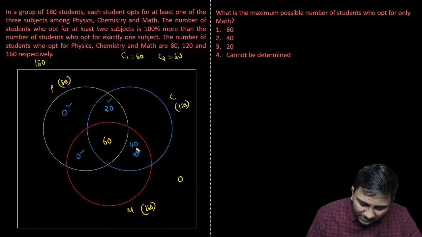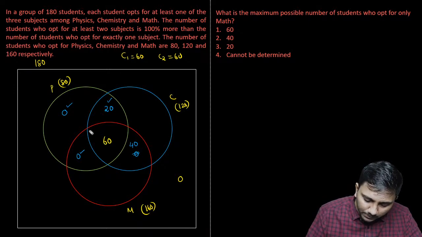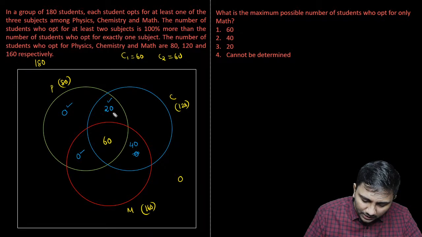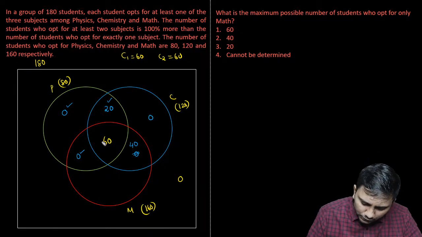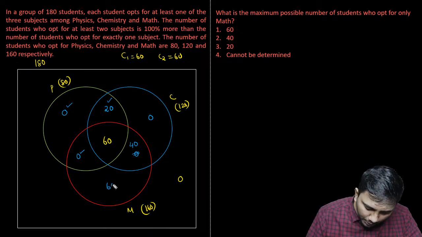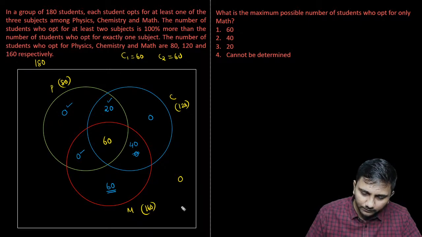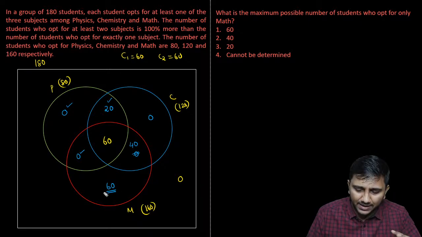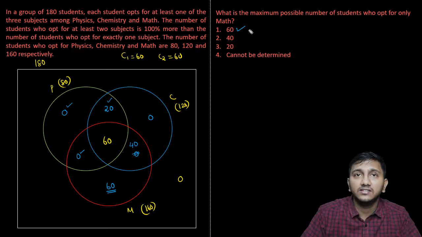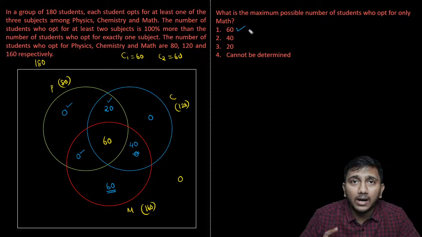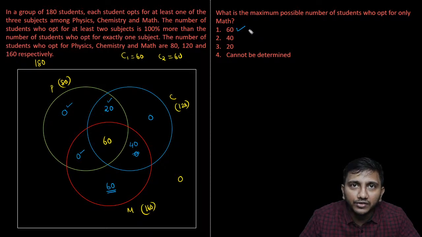So 60 plus 40. Now if you look at what's happening with the blue circle, 60 plus 40, 100, plus 20, 120, that's also over. So it's going to be 0. So 60 plus 40, 100, the remaining of the 60 I can put here. So that is the maximum I can have for only math. So the answer for this question will be 60. Please type 1 if you're clear with how we got the answer as option 1 for this question.